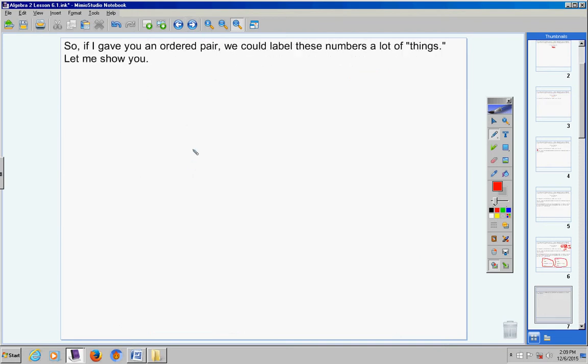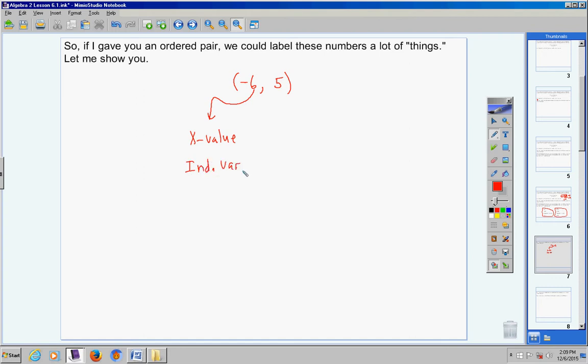Now, if I give you an ordered pair, we can label these numbers a lot of things. Let me show you. Write this ordered pair down, please. -6, 5. I could call this -6 what? I could call it the x value. I could call it the independent variable. Write all this down, please. I could call it the domain. Or I could call it my input.